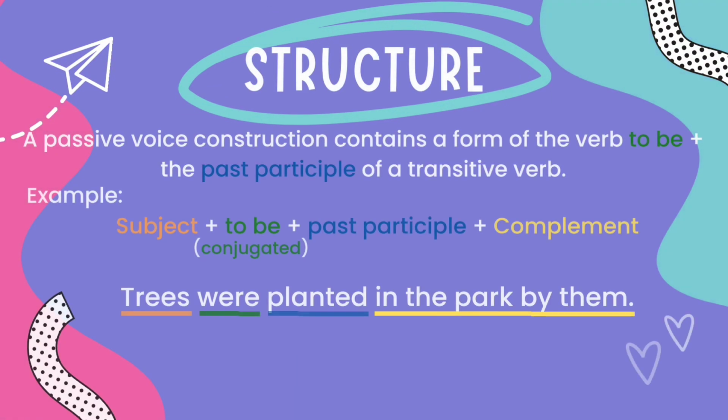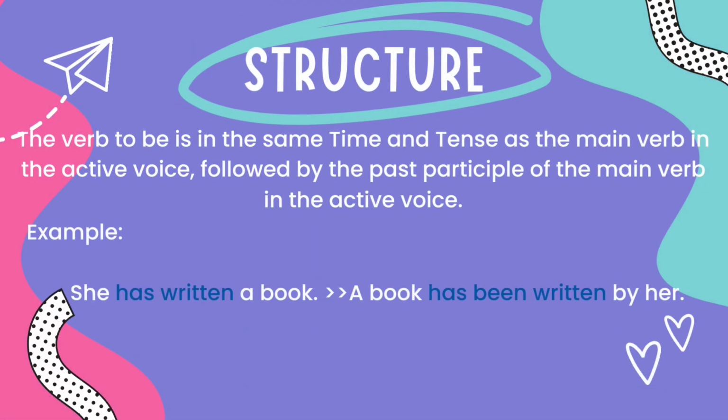A passive voice construction contains a form of the verb to be and the past participle of a transitive verb. Example: trees were planted in the park by them. The verb to be is in the same time and tense as the main verb in the active voice, followed by the past participle of the main verb in the active voice.